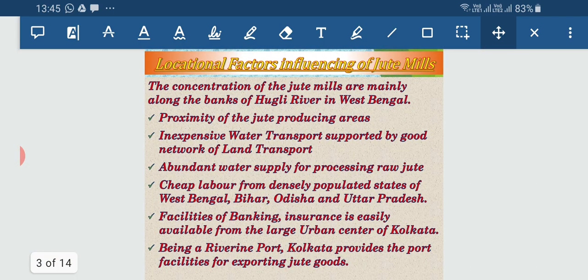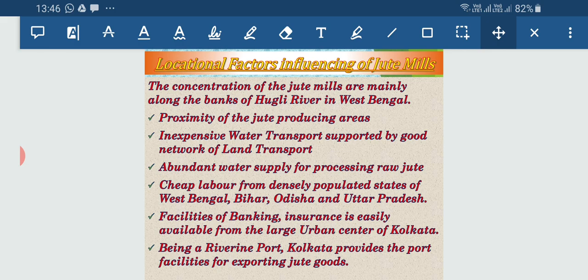Now next, the Hooghly Basin, where Rishra is situated near the river Hooghly, and the maximum concentration of the jute mills is surrounding the Hooghly Basin only. So what is the reason that the jute industries are localized adjacent to the river bank of the Hooghly? And Hooghly is the distributary of river Ganga, which is in West Bengal. So why is it localized over there?